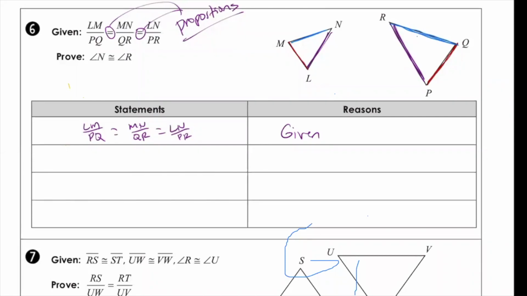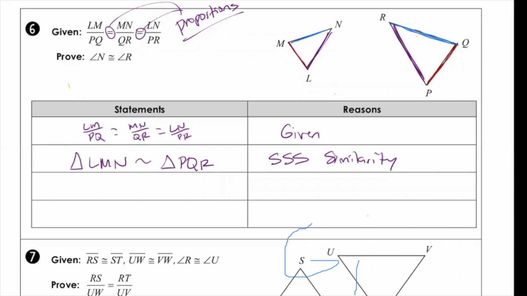So we can say triangle LMN is similar to triangle PQR because of SSS similarity. All 3 sides are proportional. That means all 3 side ratios are equal.